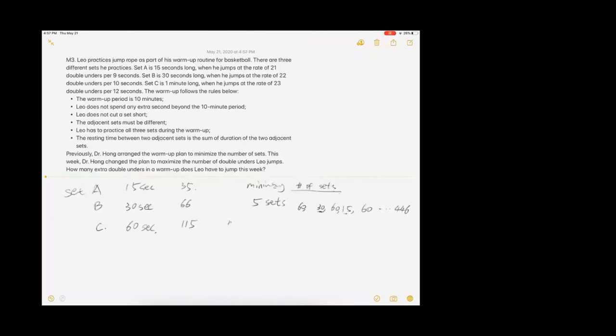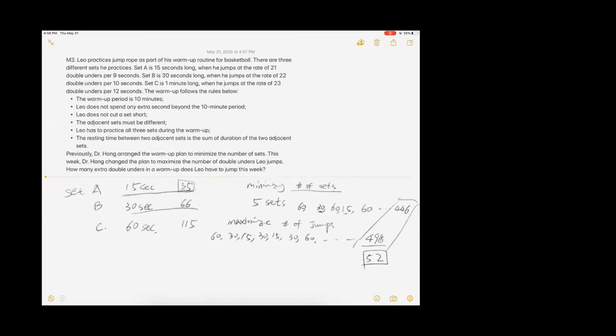The other one is to maximize the number of jumps. The way to maximize the number of jumps is to make sure you use as much time as possible, and you want to use the short sets, because they have more jumps per second. So to maximize, you have 60 seconds, and then 30 seconds, 60 seconds, 15 seconds. Oh, I'm sorry, wrong. 15 seconds, 30 seconds, 15 seconds, 30 seconds, and then 60 seconds. In total, this is 498 jumps. So the difference between the two is 52. That's the answer: 52.